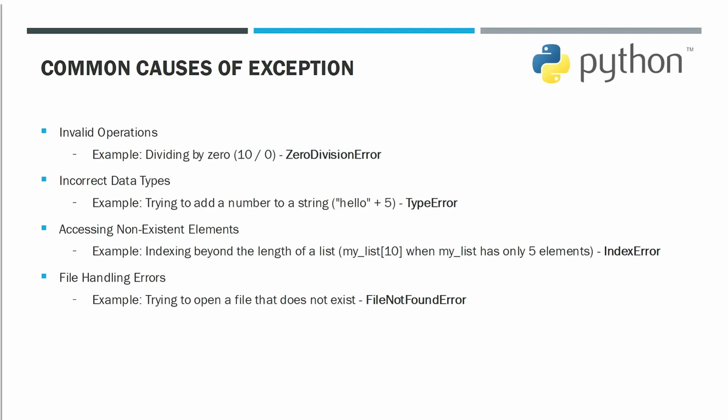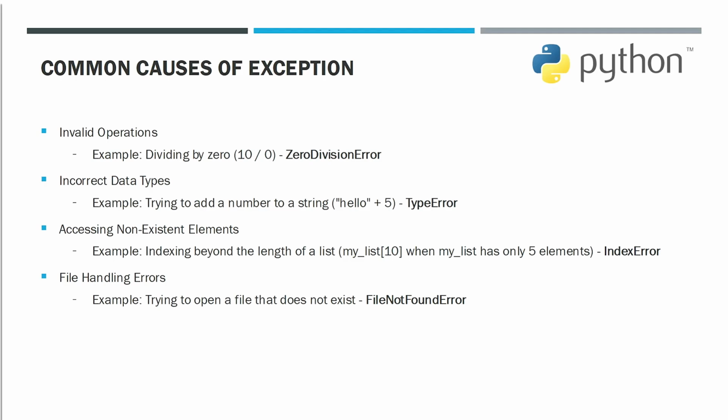Next, if we try to access non-existent elements. For example, if a list has only 5 elements, but we try to access the 10th element, then we get an IndexError exception. Lastly, if we try to access a file in any incorrect manner. For example, if we try to open a file that doesn't exist, we get a FileNotFoundError exception. Similarly, many more exceptions can be thrown because of many different reasons.